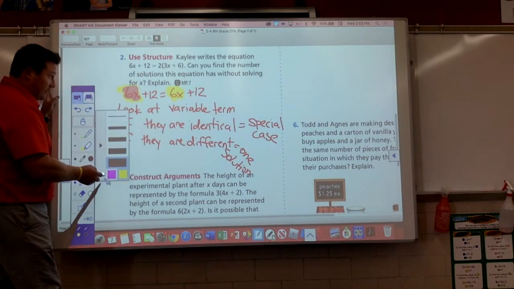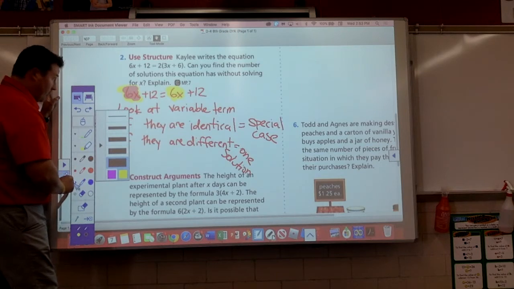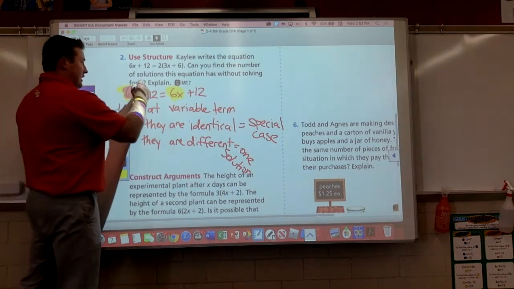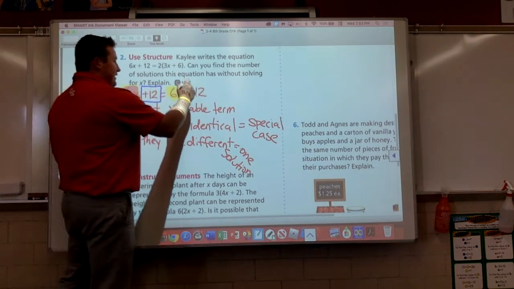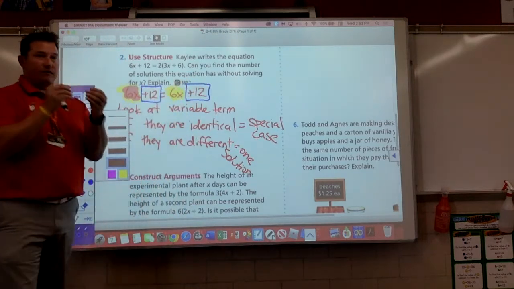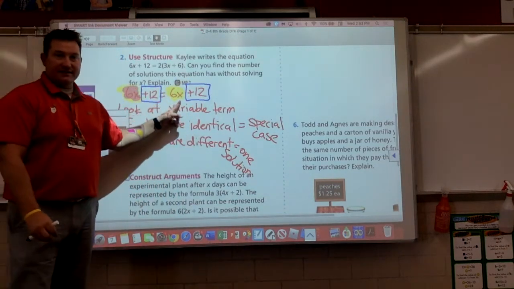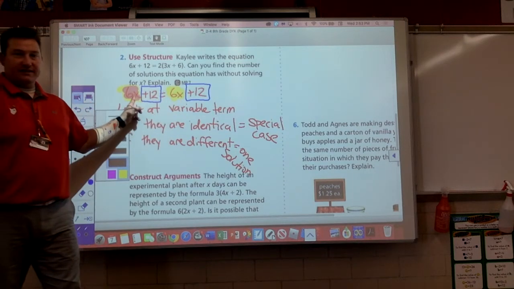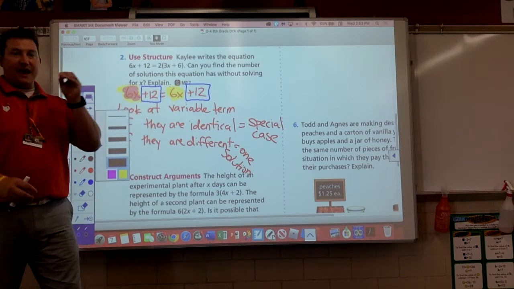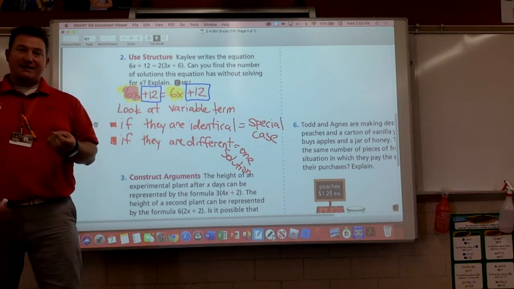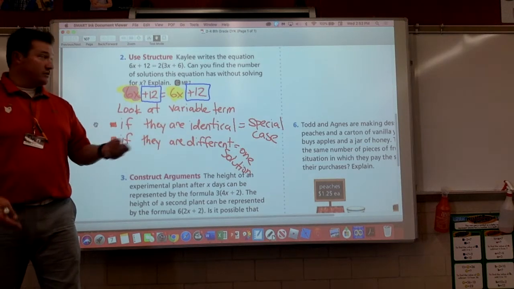We'll try to be a highlighter. No, we're not going to be a highlighter. We are going to put boxes around. Once you identify that your variable terms are identical, right? I had 6x here. I also had 6x over here. That tells you it's a special case. Then you just look at your numbers.